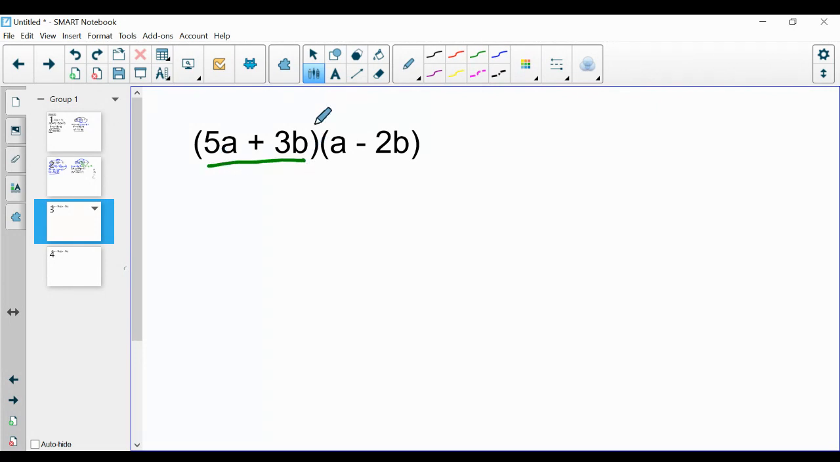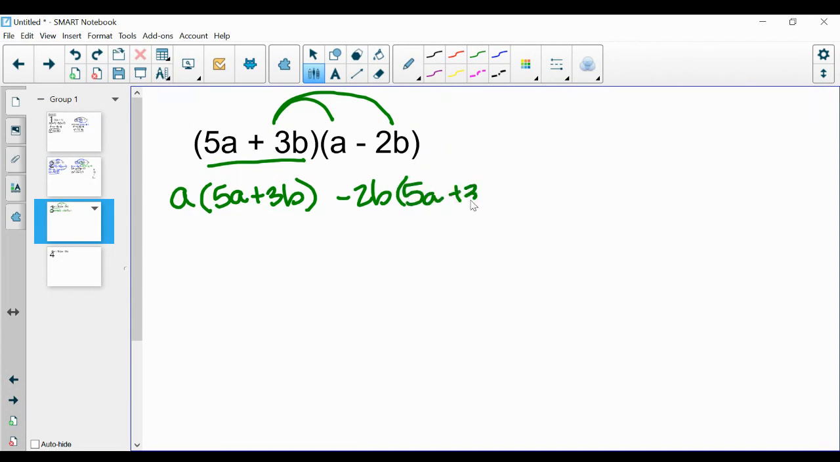So we're going to take this term right here, basically treat that as one big thing, and we're going to distribute the 5a plus 3b to this a, and then we're going to distribute 5a plus 3b to negative 2b. So I'm going to put this out in front because it's easier to work with out there. So I have a times a quantity, then I do what my 5a plus 3b, and then I'm going to take my negative 2b, I'm going to multiply it by 5a plus 3b.